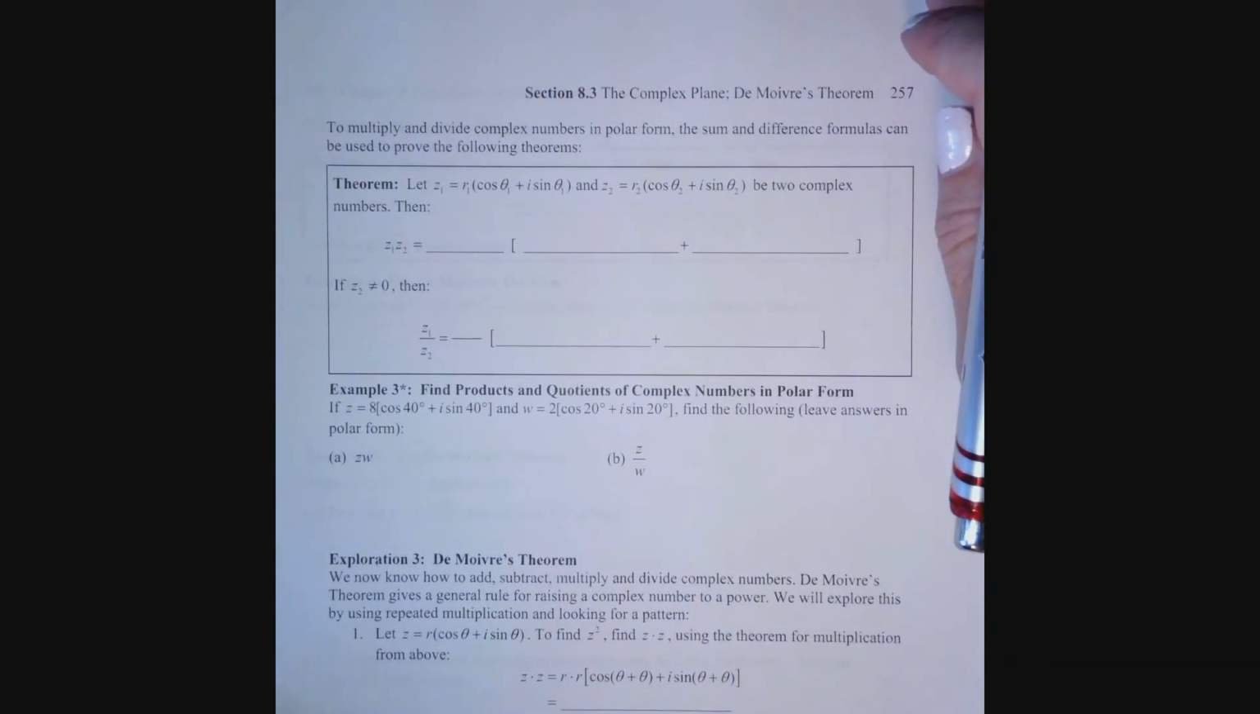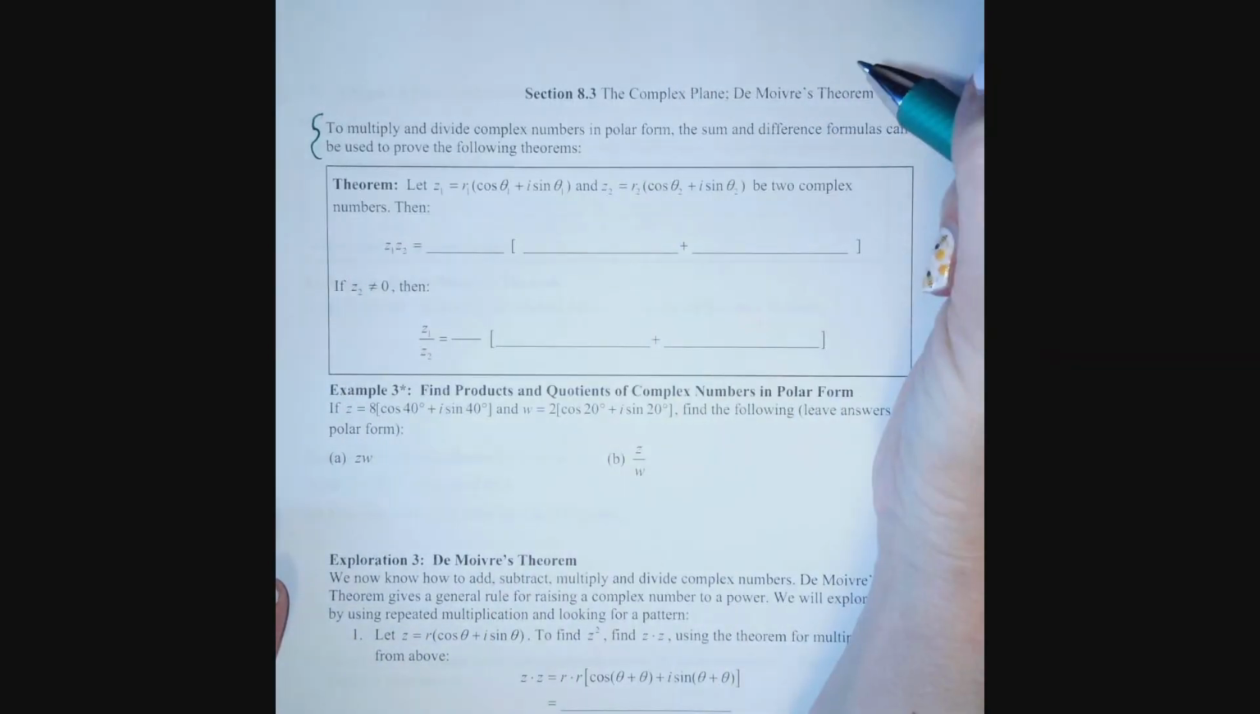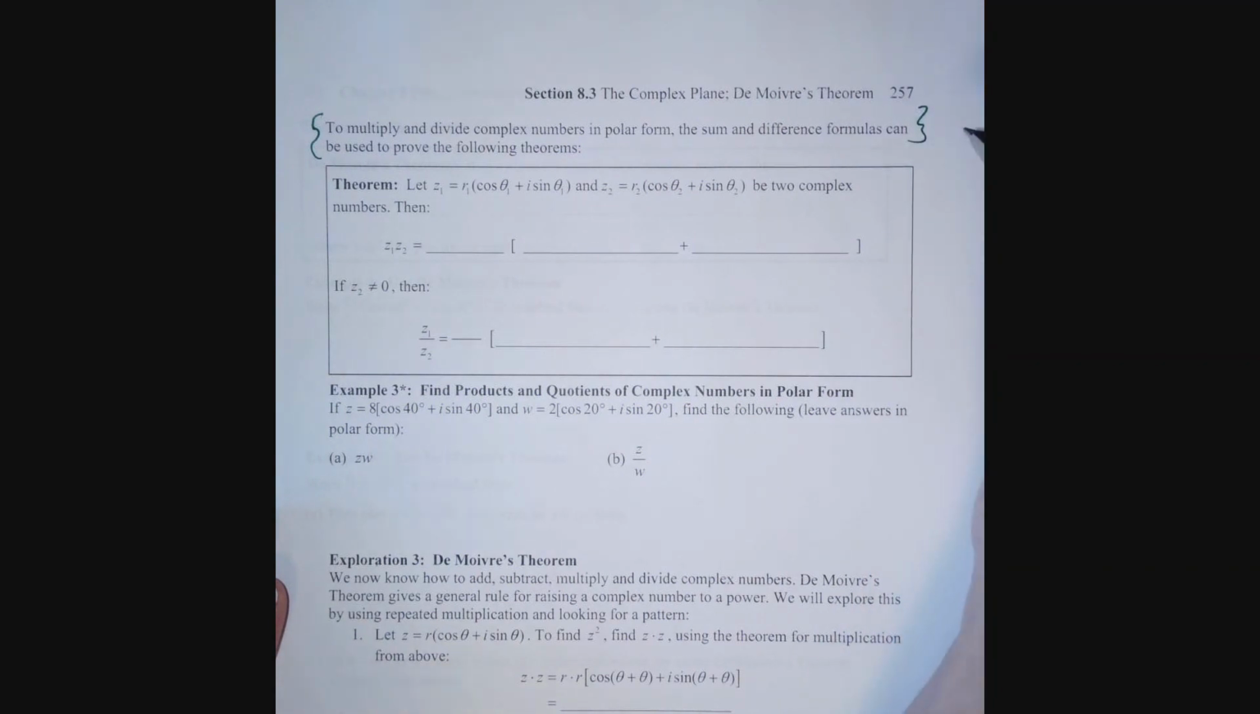How do we multiply and divide complex numbers in polar form? Well, we can use some sum and difference formulas to get there, but we're not going to right now. This is kind of an aside. If you wanted to derive those formulas, that's how you would do it. We're just going to give them to you.